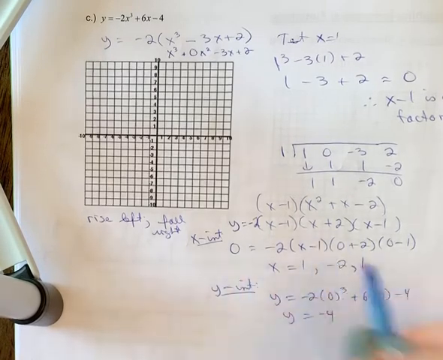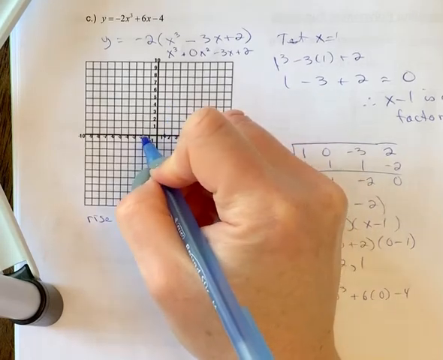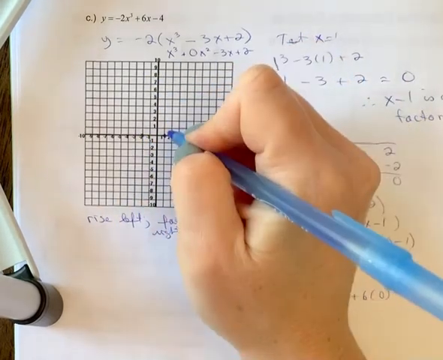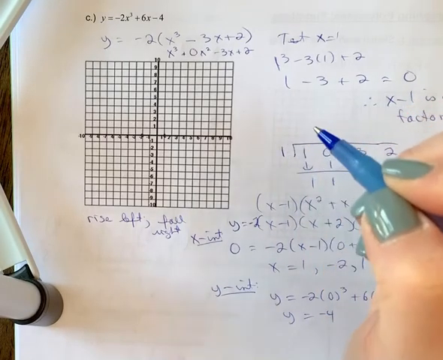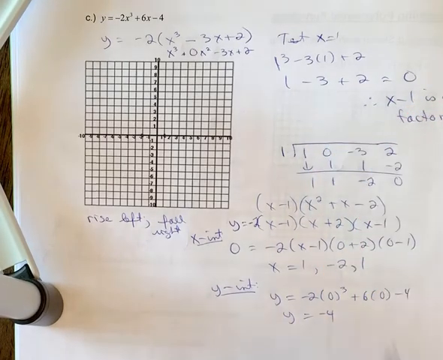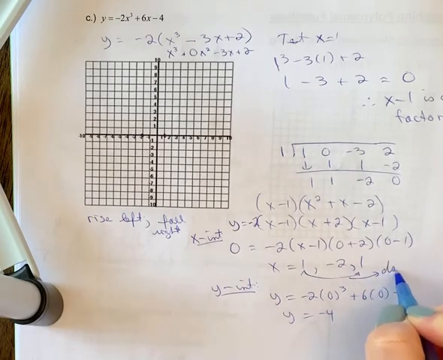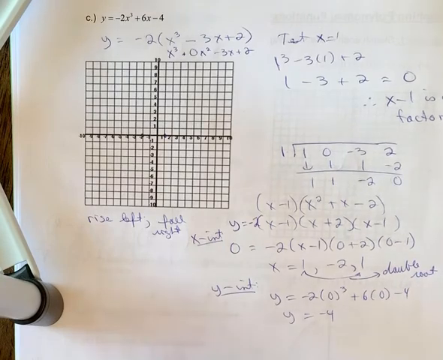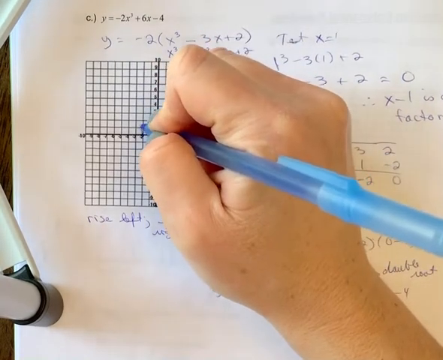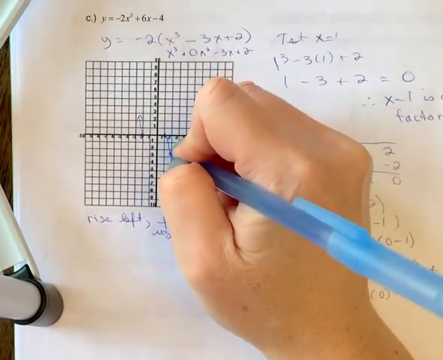So x-intercepts, 1, -2, and just 1, and these are double roots. So we'll talk about the double root where we bounce off the x-axis. Okay, end behavior, rises to the left. So my last x-intercept, I want to go this way. Falls to the right, I want to go this way.